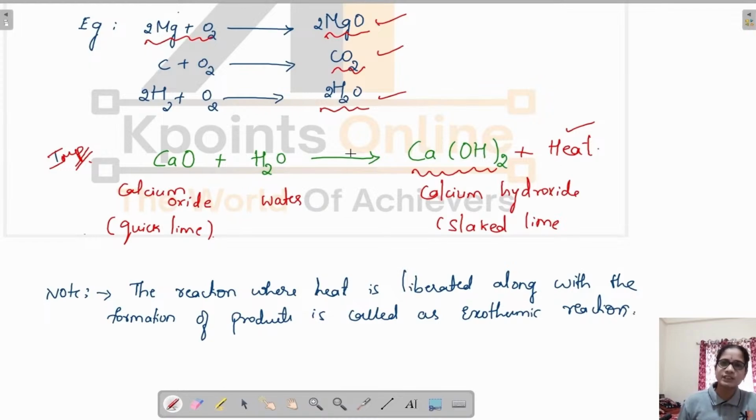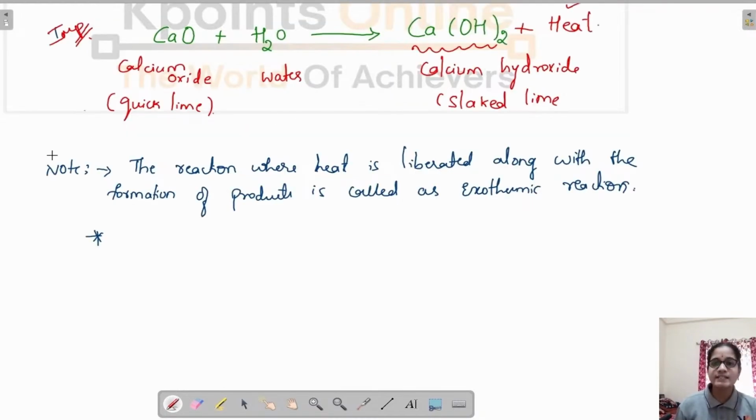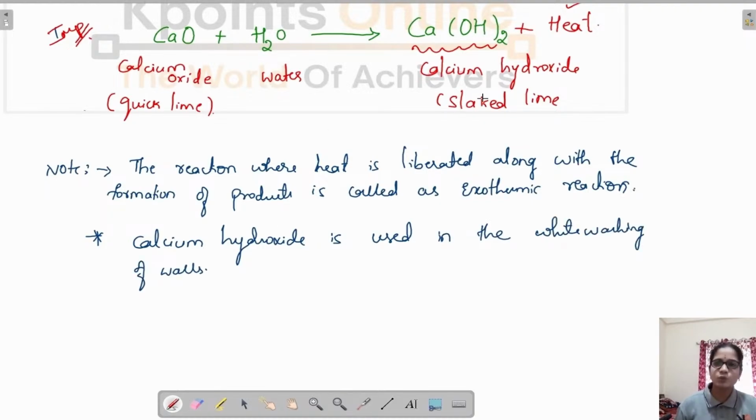Then this reaction also has commercial importance: calcium hydroxide is used in the whitewashing of walls. Once the wall is coated with calcium hydroxide, what happens? It will react with the carbon dioxide present in air to form calcium carbonate, so that a shiny appearance will be seen after 2 to 3 days of whitewashing. Okay, this you have to remember.